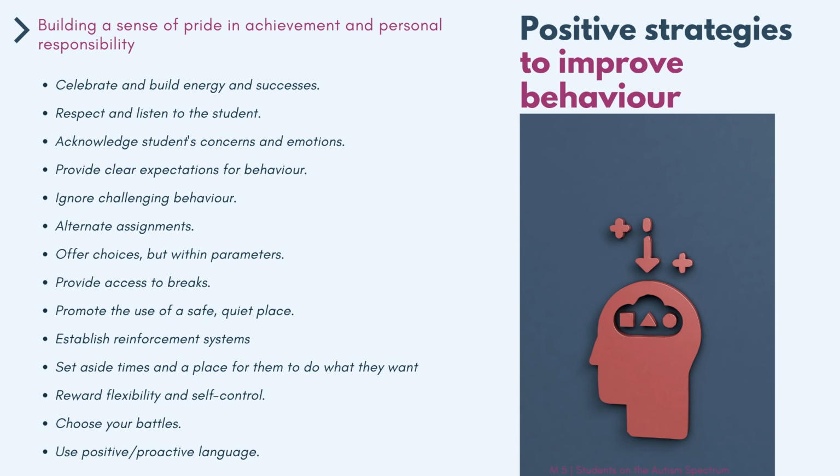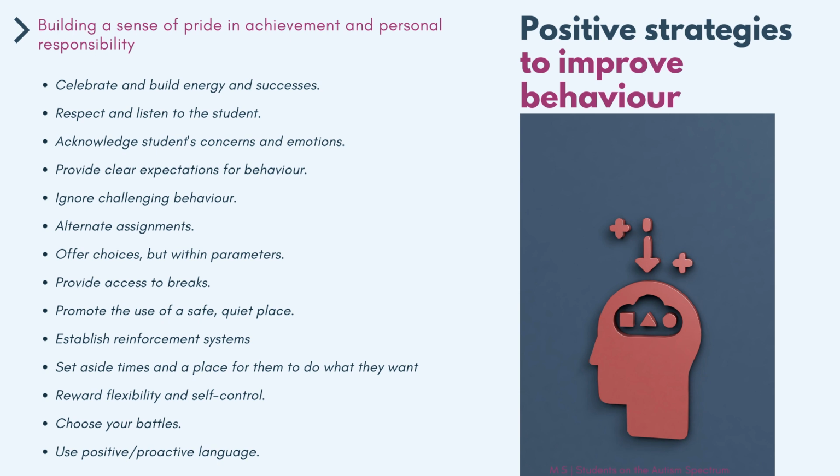Alternate assignments. Do something that is fun, motivating, or that your student is good at. Then try something difficult. Offer choices, but within parameters. Provide access to breaks. Teach the learner to ask for a break when they need to recover. Promote the use of a safe and quiet place. Teach him to recognize when he needs to go there. This is a positive strategy, not a punishment.